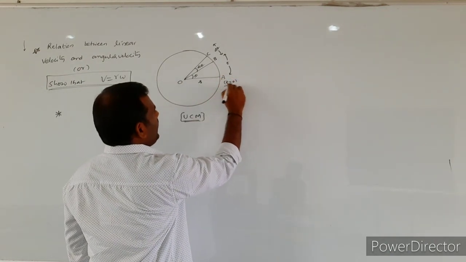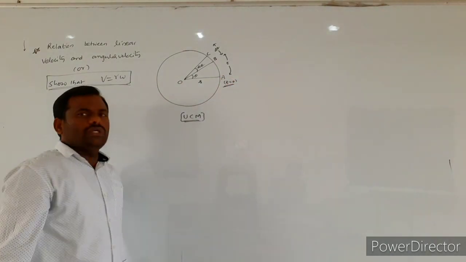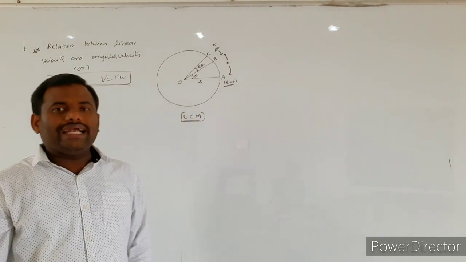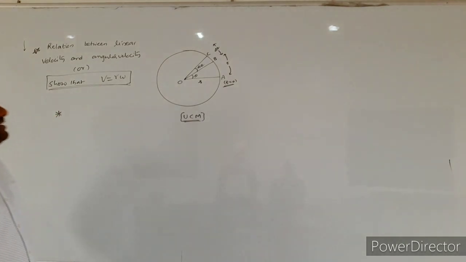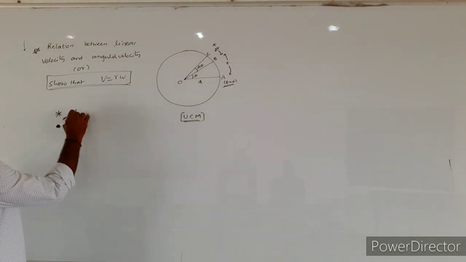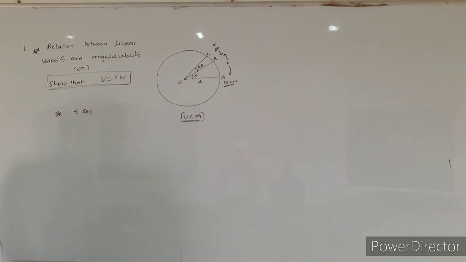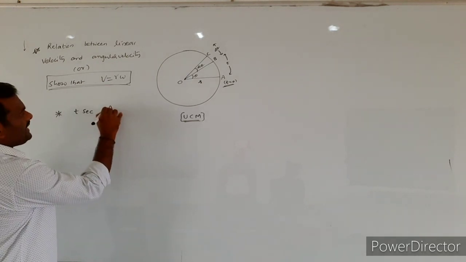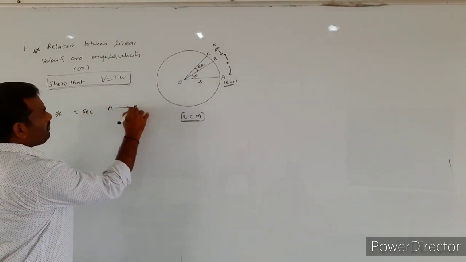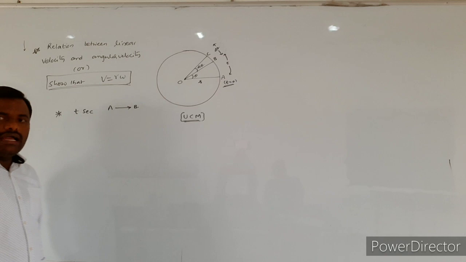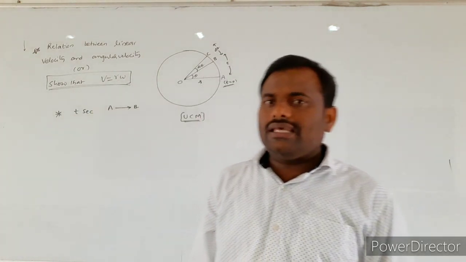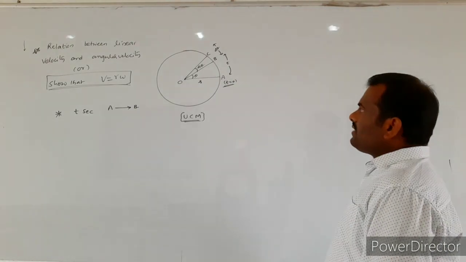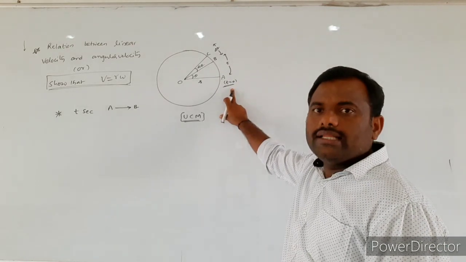We assume that the particle starts from the point A at t equal to 0 seconds. The motion of the particle starts from the point A. Now I am assuming that in a time of t seconds, the particle is displaced from the point A to B. At t equal to 0, the particle was present at the point A.